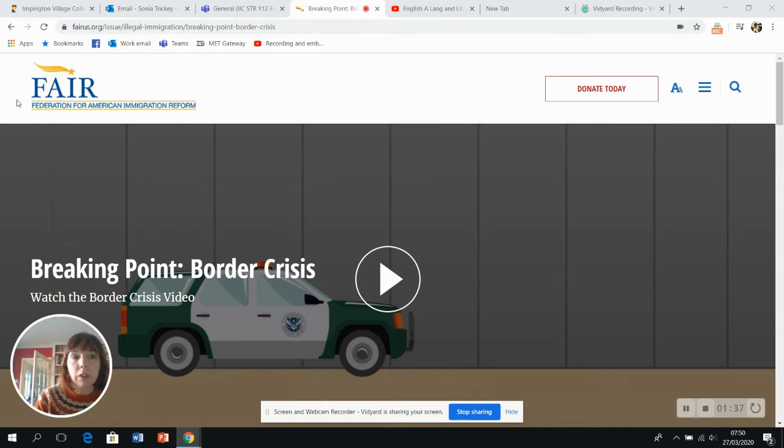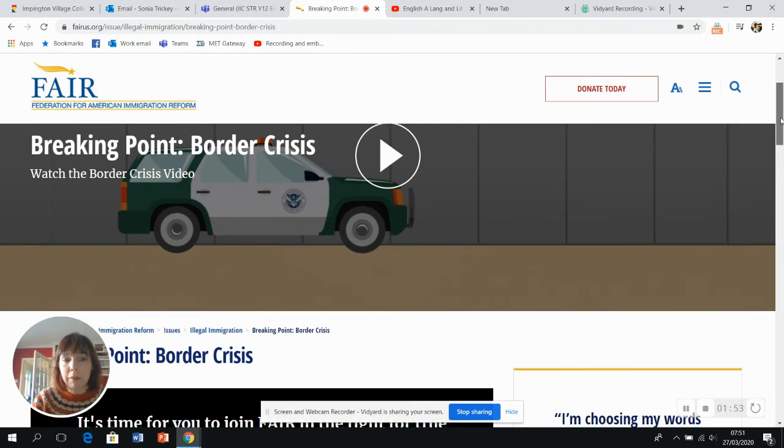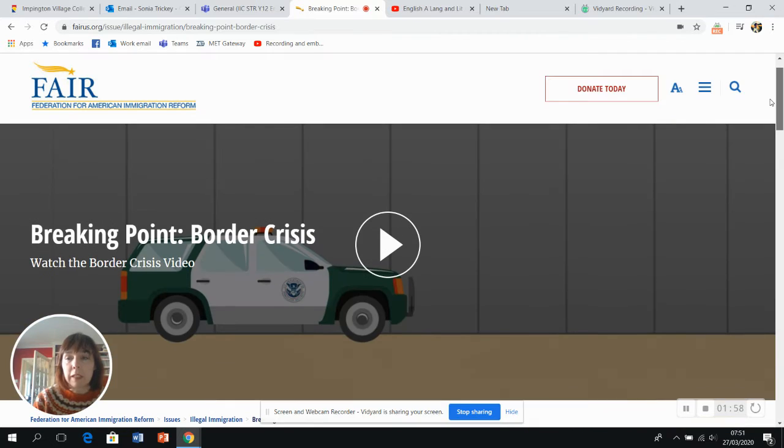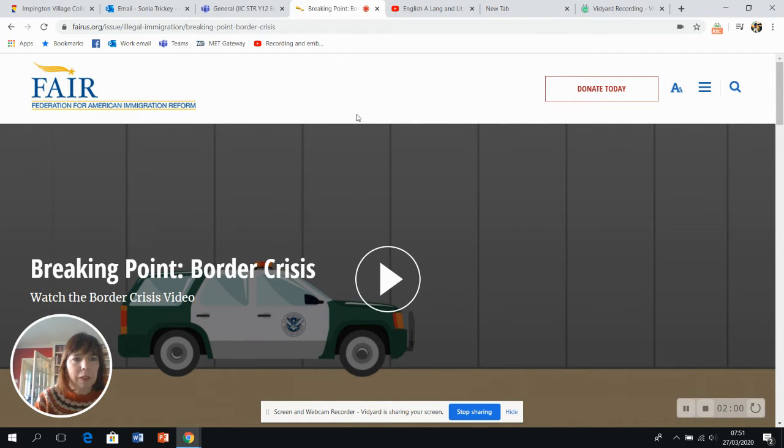And I find this logo quite interesting. Obviously, the acronym is interesting, and the fact that it's called Federation for American Immigration Reform. And if we look at the font and the color of this logo, and then compare it to the fonts used everywhere else on this page, what I hope you might notice is this uses a fancy, quite old-fashioned serif font. Why is it doing that?